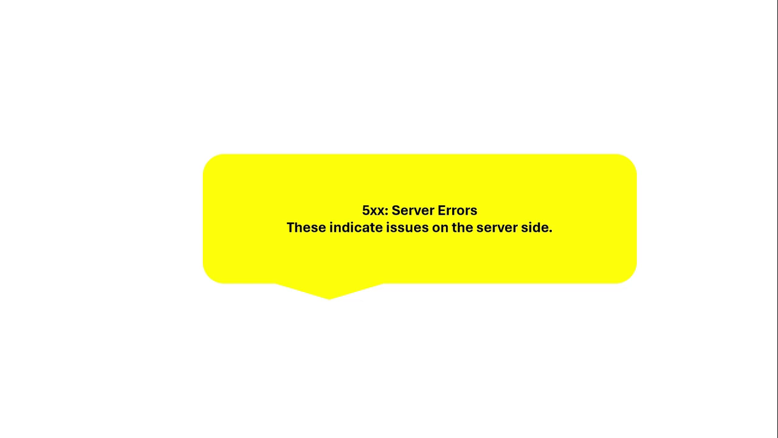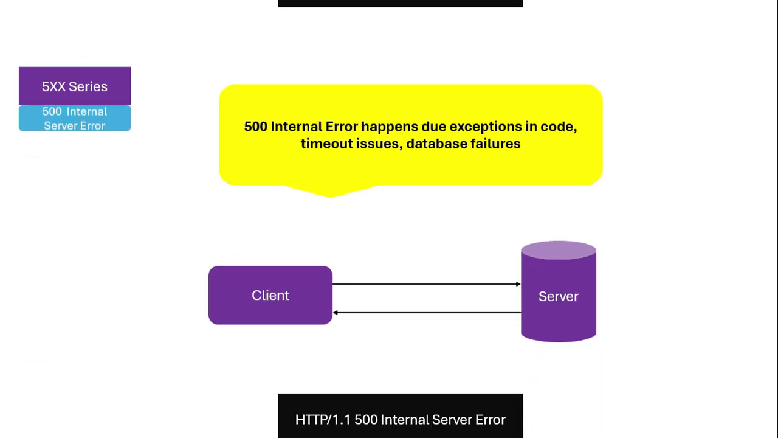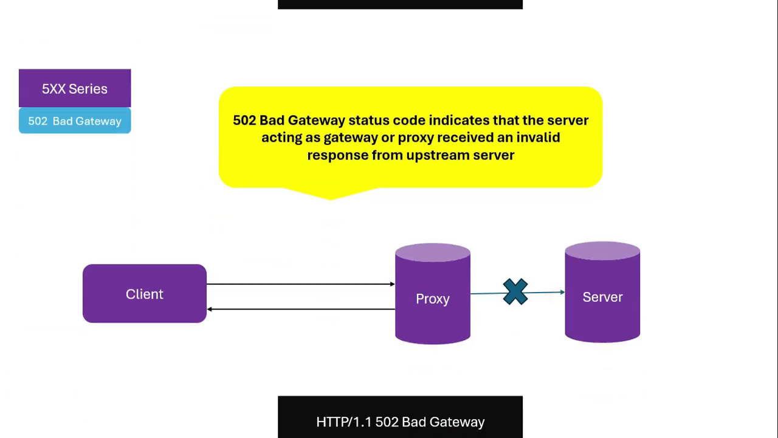Let's take a look at the 500 series. The 500 series indicates an issue on the server side. 500 internal server error is a very common error which we face. It indicates that the server encountered an unexpected condition while fulfilling the request. Mostly this happens due to exceptions in our code, like a null pointer exception, timeout issues, or database failures. For this, we have to debug the logs, find out what the issue is, and fix it, and only then will this error go away.